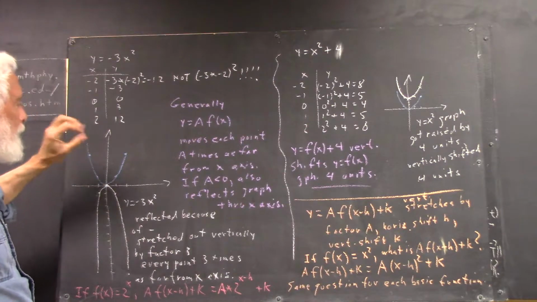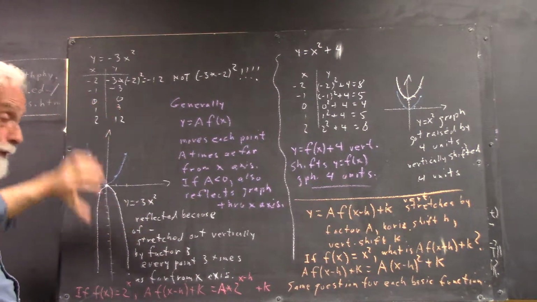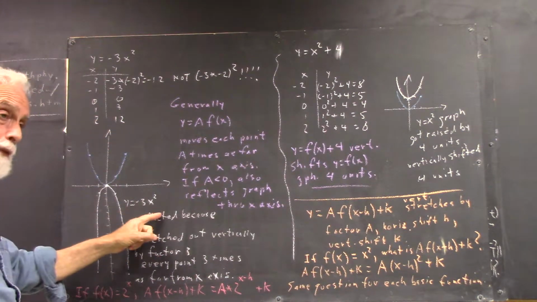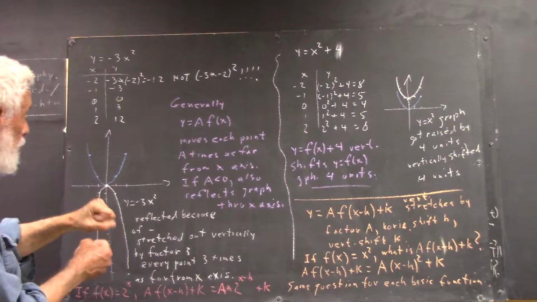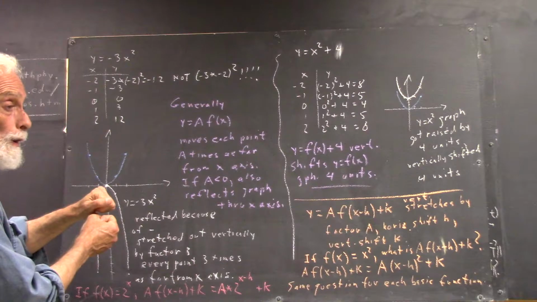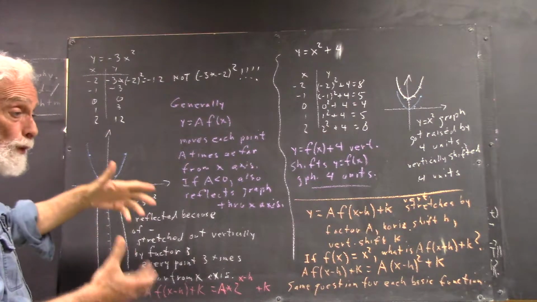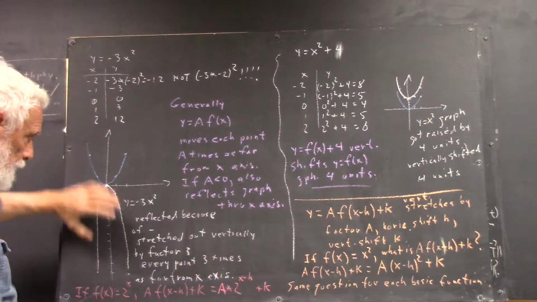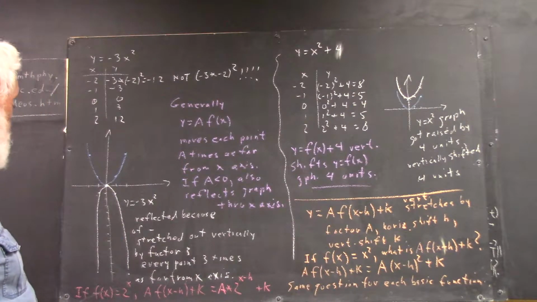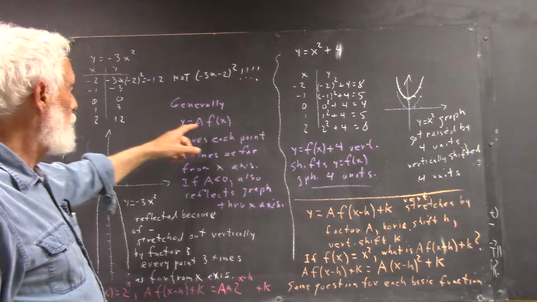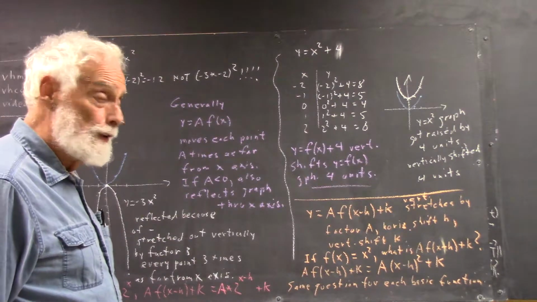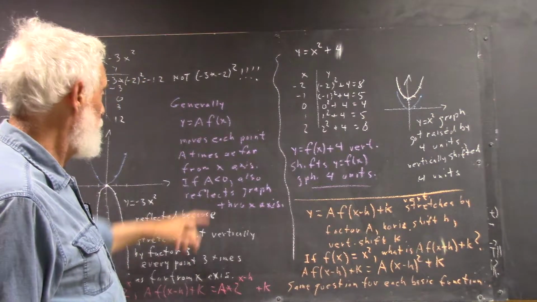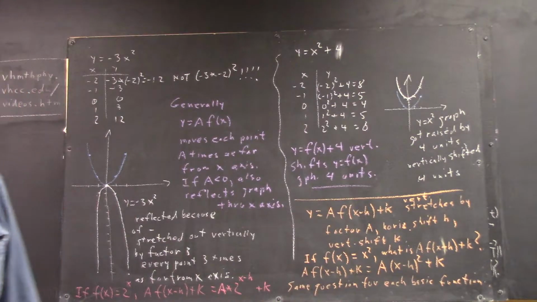In any case, again, the negative sign takes all the positives and makes them negative. Since all the y values are positive here, they all become negative. And the 3 means we're multiplying the y values by 3, so all our points move 3 times as far from the x-axis because all the y coordinates are 3 times as big. So it stretches the graph and inverts it. Okay? So we conjecture that y equals a times f of x has the effect of moving each point a times as far from the x-axis. And if a is less than 0, it also reflects the graph through the x-axis.